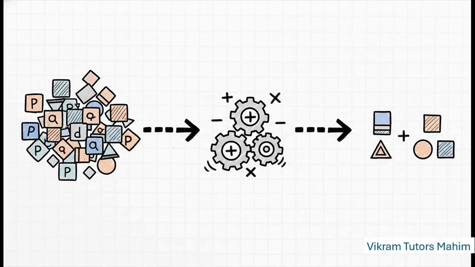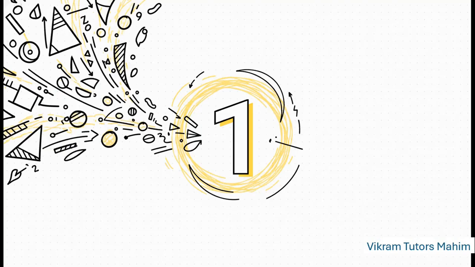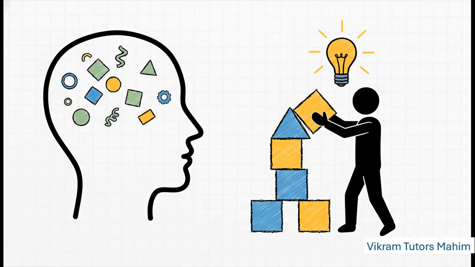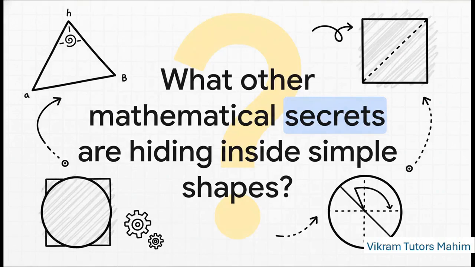Next, we just handle the powers and the multiplication. See, it's just simple arithmetic now. And after all that, the whole thing just simplifies down to 1. Pretty neat, huh? So what's the big takeaway? You can build these values, not just memorize them. That's the real power. And it really makes you wonder what other huge mathematical secrets are just hiding inside simple shapes.